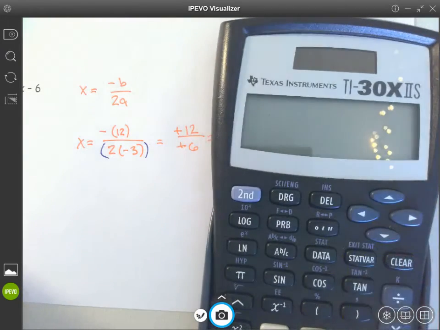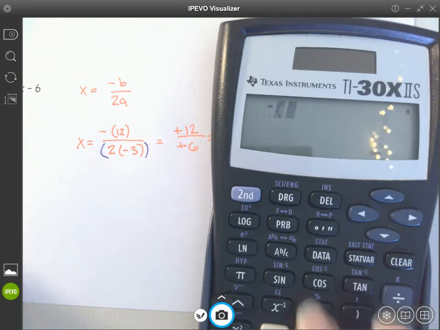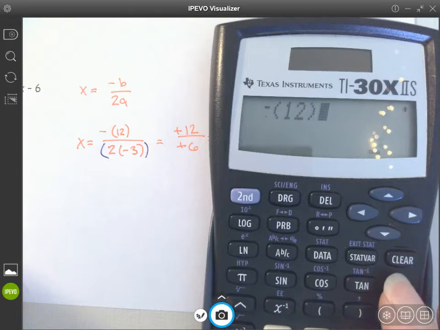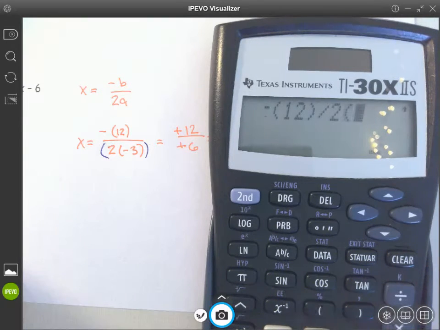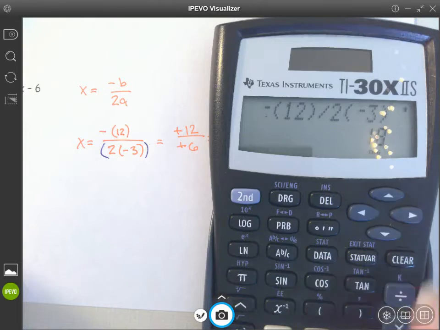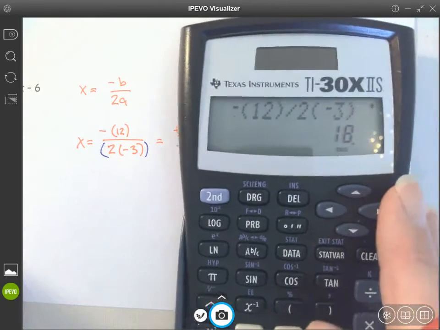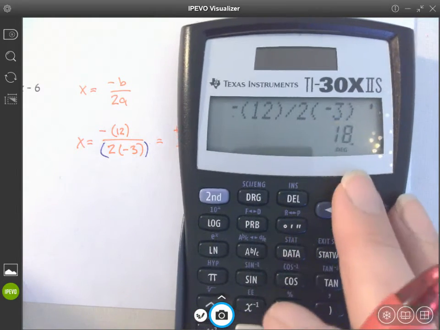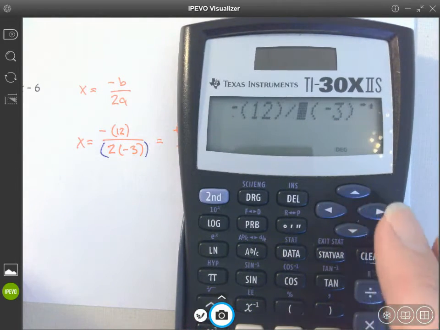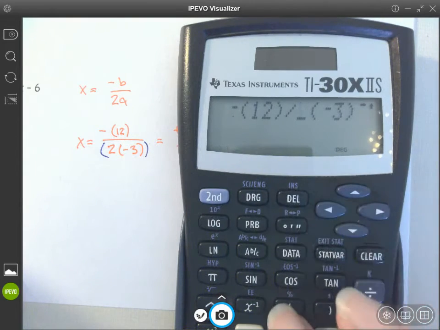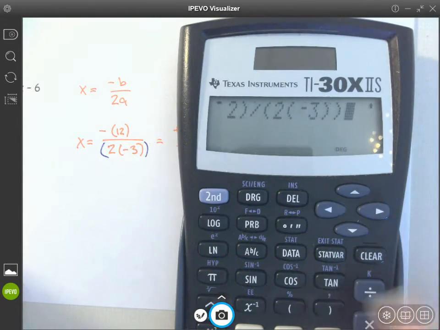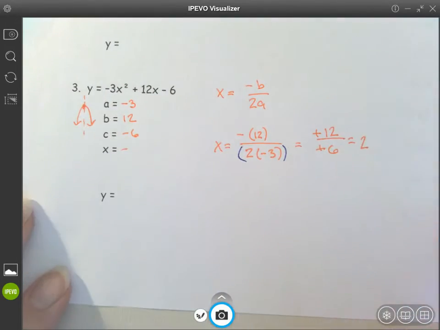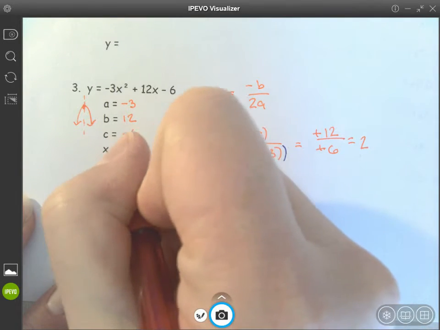If you put it in the calculator like this, even with the parentheses we did, and you do divided by 2 parentheses -3, we'll get a very different answer. We got 18. That is because the calculator is going to divide first, get -6, and then multiply. If you really want to put it in the calculator, you need to do an extra set of parentheses, and I honestly think that is more work than just doing the top and doing the bottom. All right, so the x value of your vertex is just 2.